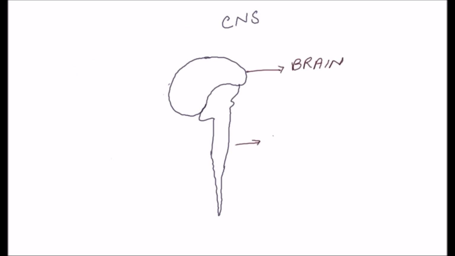Today we are going to discuss the basic introduction of the nervous system. The nervous system is divided into two parts, the central nervous system and the peripheral nervous system. The central nervous system includes the brain and the spinal cord.